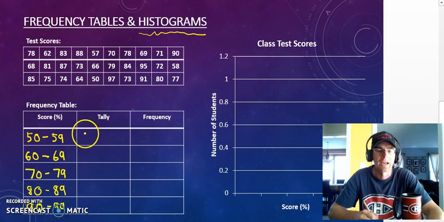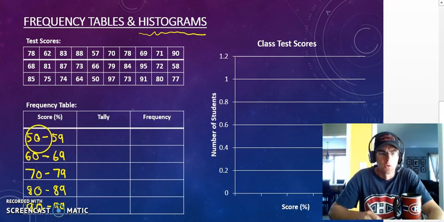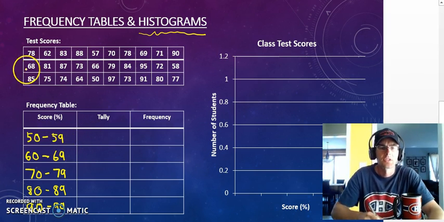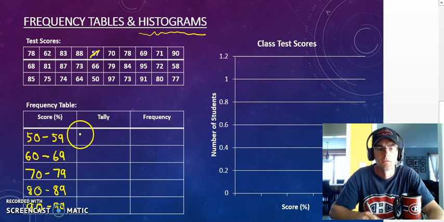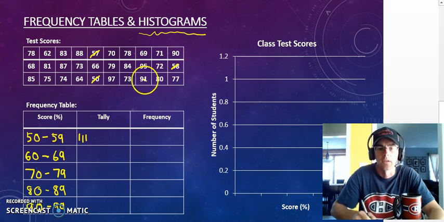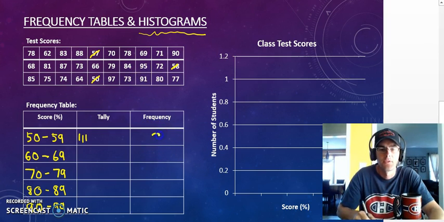So now I'll do my tallies. From 50 to 59, well, let's see who got in the 50s here. We have 1. We got 2. We got 3. And that's it. So our frequency from 50 to 59 is 3.